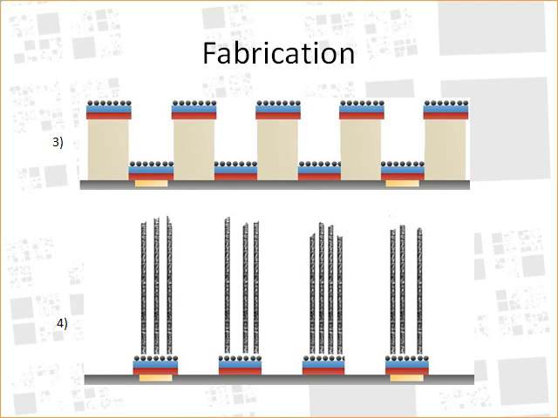In step 4, the material is placed in a CVD chamber and single-walled conductive carbon nanotubes are grown preferentially on top of the metal catalyst.